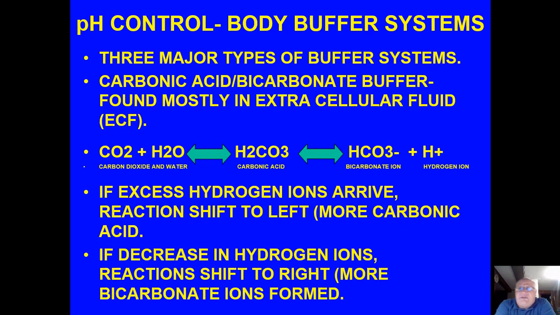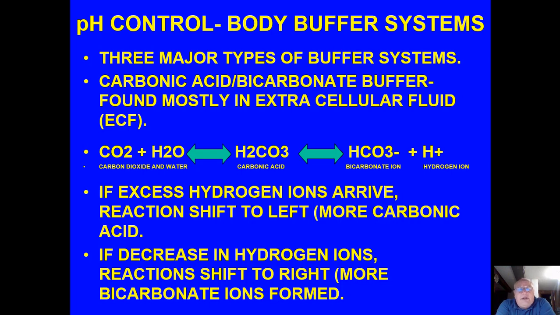Now, there are three major types of buffer systems: carbonic acid bicarbonate, the phosphate buffer system, as well as the protein buffer system. I'll go through them quickly. Mostly the bicarbonate and carbonic acid systems are found in extracellular fluid. So remember, ECF is basically interstitial fluid plus blood. Okay? Now, the neat thing is this: it's a real simple formula.